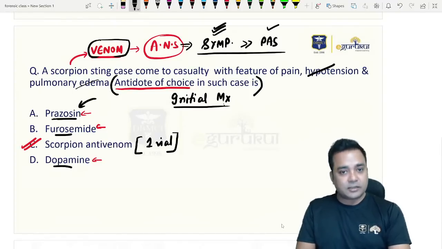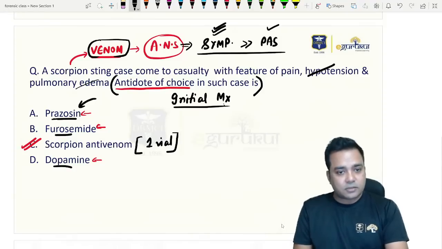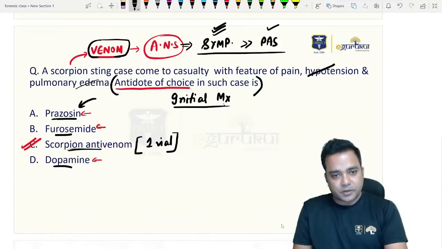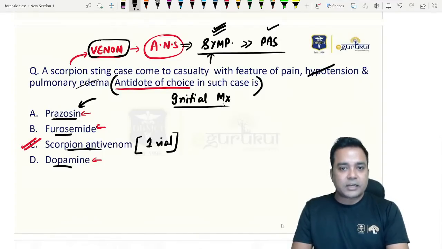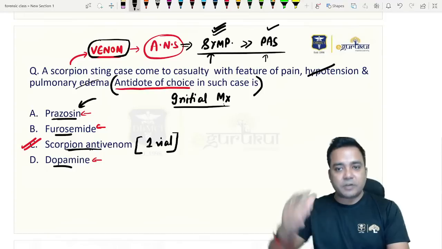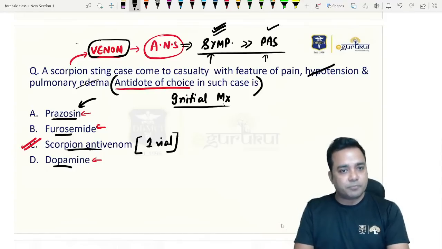But yes, if they are asking treatment of choice or the agent of choice or the antidote of choice, it has to be scorpion antivenom. Give it as early as possible to counter the active venom, because this overactivity of sympathetic and parasympathetic activity will be countered only by giving antivenom. All these are symptomatic management.